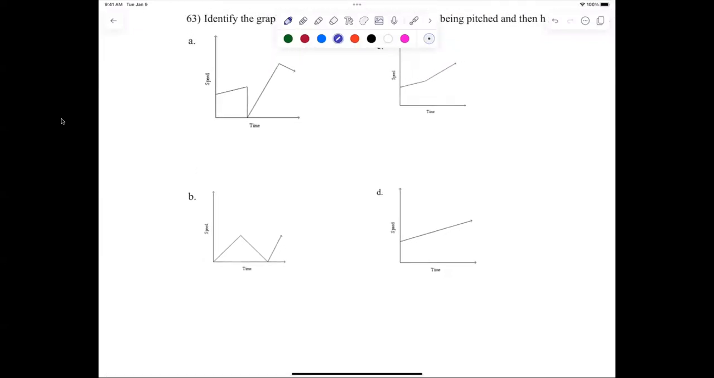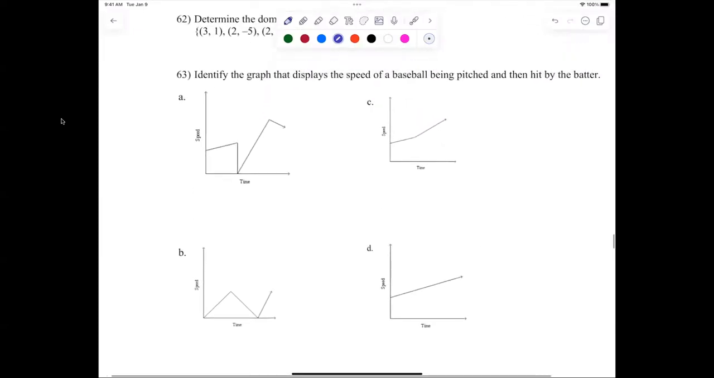What are we thinking? Why C? Starts slowing down, so it's the batter hits it, so it's speeding up there. Anybody else? What are you thinking? Oh yeah, he said C. What do you think? C. Do we agree with that, right? Yeah, they kind of messed this one up too. I should have looked this over. All right.